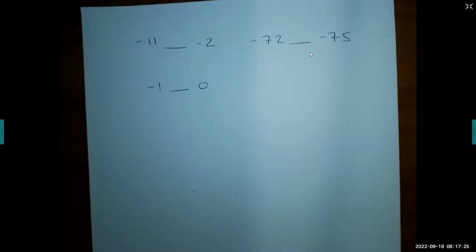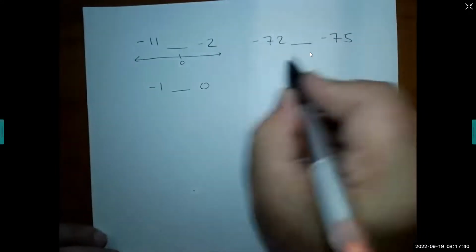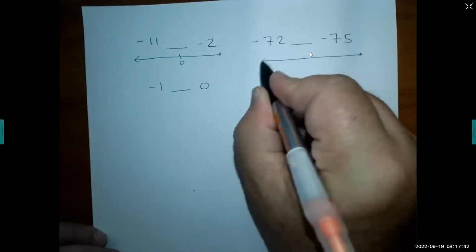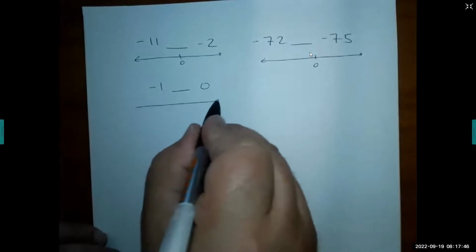Okay, I want you to do two things here. Put the right inequality symbol on there and put them on a graph, on a number line. So the first number line is there. The second number line. And the third number line.